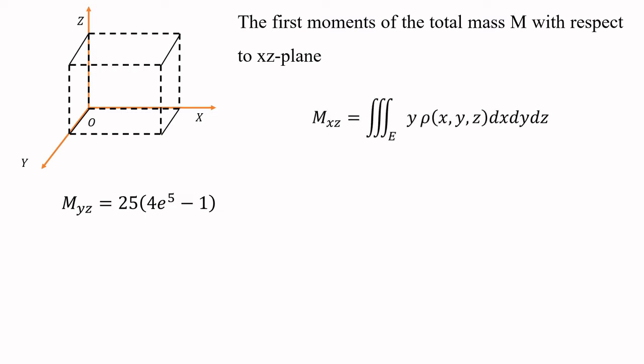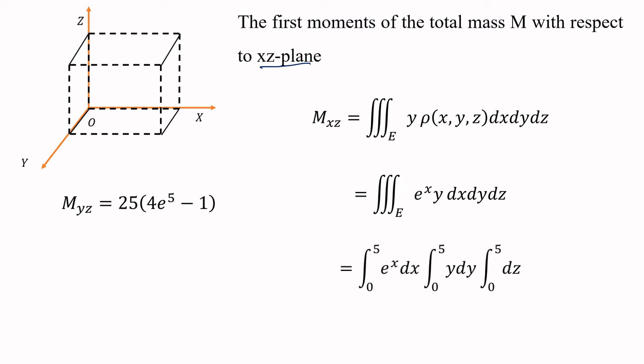It will be the triple integration about the xz plane, so it is y rho dx dy dz that we know. It will be written as y e to the power x, and again by separation, it will be simple y. The integration is y squared by 2, so it is 25 by 2 that you will get. So 25 by 2 into 5 is 125 by 2, and this will be multiplied by e to the power 5 minus 1 that we get here.